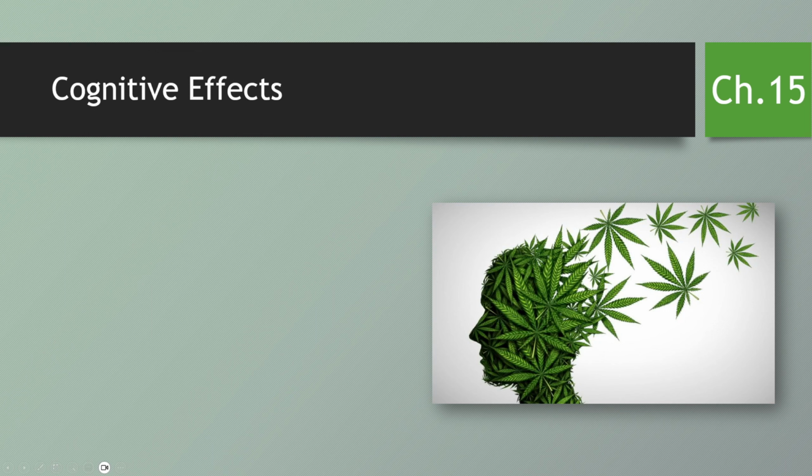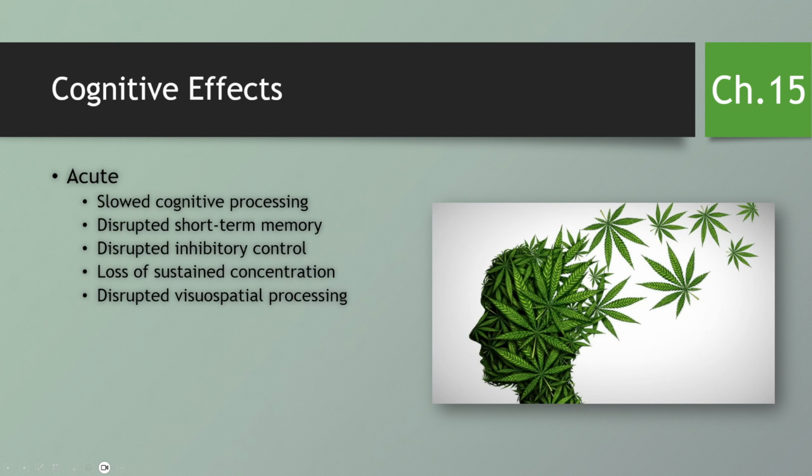In terms of the cognitive effects, we can talk about this again from an acute perspective, meaning short term. We're looking at some effects that happen. Things like slowed cognitive processing, disrupted short-term memory, disrupted inhibitory control, loss of the ability to sustain concentration or focus, and also some disruption of visuospatial processing, or kind of the perception of the world around you. This is mostly for infrequent users, who tend to get most of these effects.